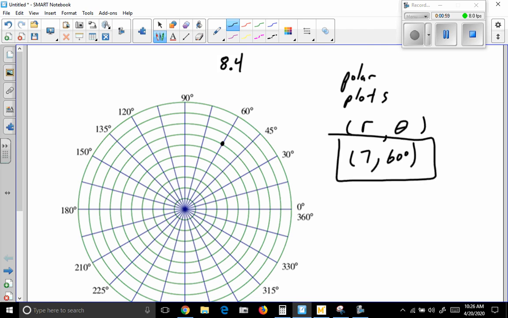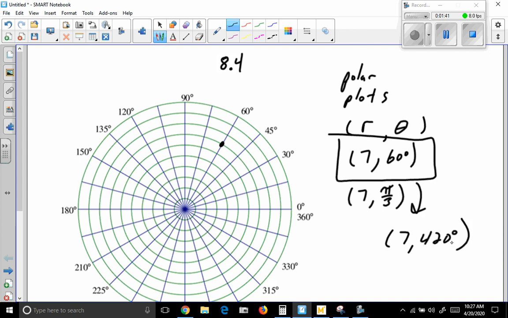But unlike rectangular coordinates, that's not the only way to describe that location. We could describe it also using radians instead of degrees, so we could call our angle pi over 3. There are also an infinite number of angles that are coterminal with 60 degrees. So anything that's coterminal with 60 degrees would give us an equivalent point. For example, if we add 360 to that, we're in the same location. So 7, 420 is at the same exact point.